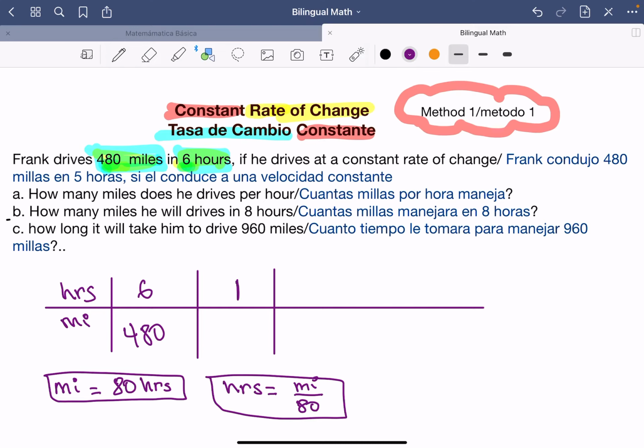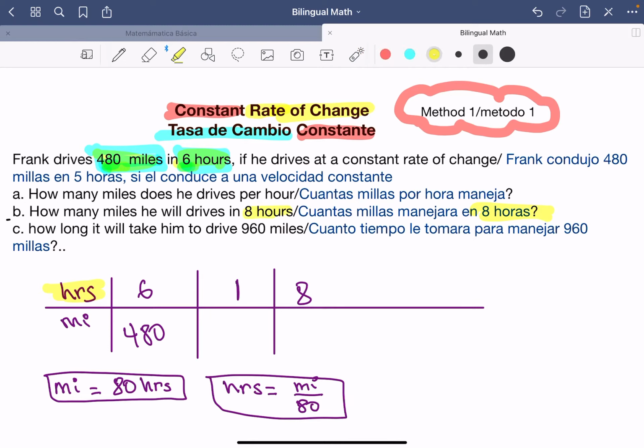Entonces, vamos a la segunda pregunta. La segunda pregunta dice, ¿cuántas millas en 8 horas? Millas en 8 horas. Entonces, como dice 8 horas, debe de estar con las horas. So now my 8 is going to be, again, the same, hours, because it's with the hours. So I'm doing this one right here, 8 hours.